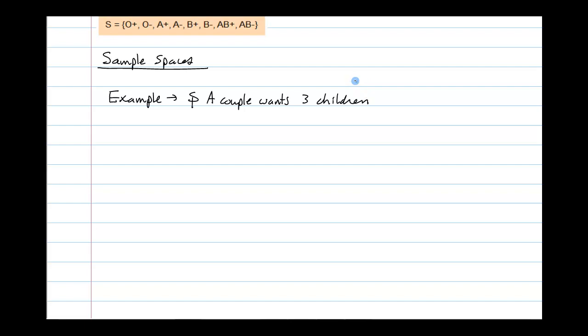The question is, what are the possible sequences of boys and girls? Now, you might say, oh, you could have 0 girls, you could have 1 girl, you could have 2 girls or 3 girls. And of course, if I have 3 girls, that means I have 0 boys, 2 girls means I have 1 boy, etc. But this talks about the possible sequence. So one thing that you could do is you could have 3 boys, boy, boy, boy.